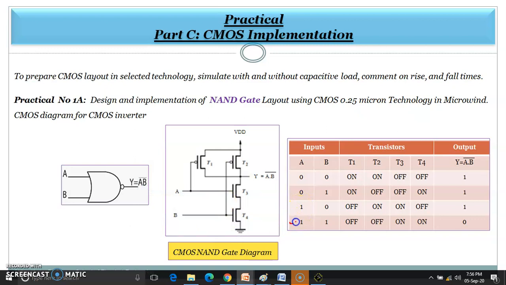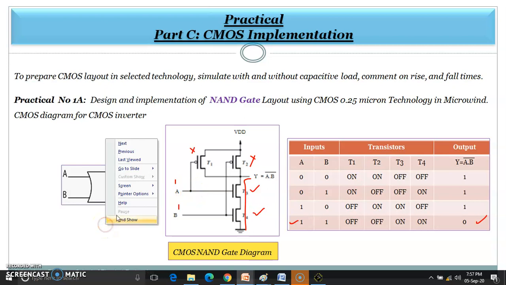For this option, if my input is 1 over here and 1 over here, this 1 is applied to this PMOS, so the PMOS will be off because a PMOS turns on at logic 0, and this NMOS will be on. As both the NMOS are on, the output gets connected to ground, and that's why your output is 0. In this way we can verify that the NAND gate we have implemented is the right one.